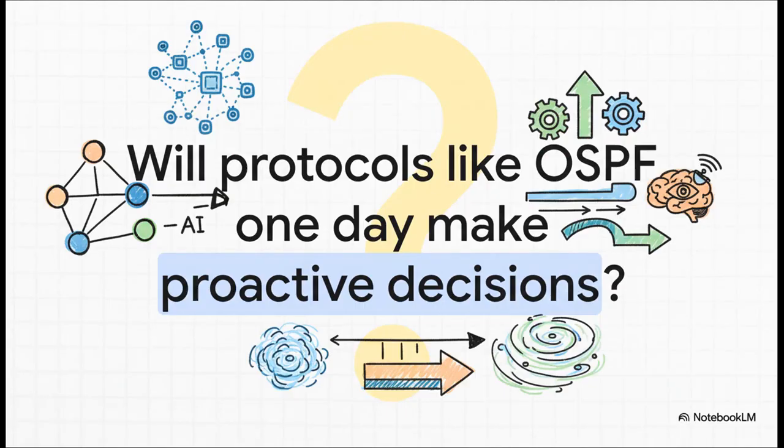And that kind of leaves us with one last thought. OSPF was this huge leap forward in making networks smarter. As we keep moving into this age of AI and automation, it really makes you wonder, what's the next step? Will protocols like this evolve to not just map the network, but to actually predict traffic and make proactive decisions all on their own? The foundation for it is definitely there.